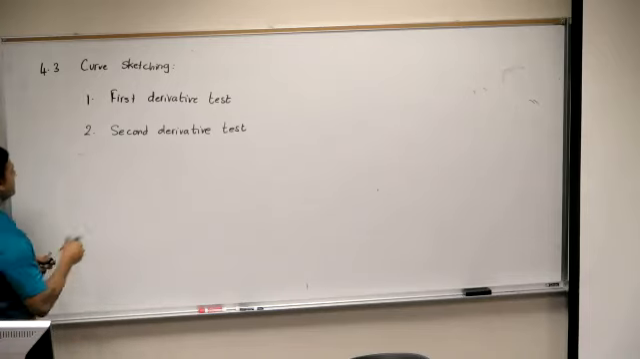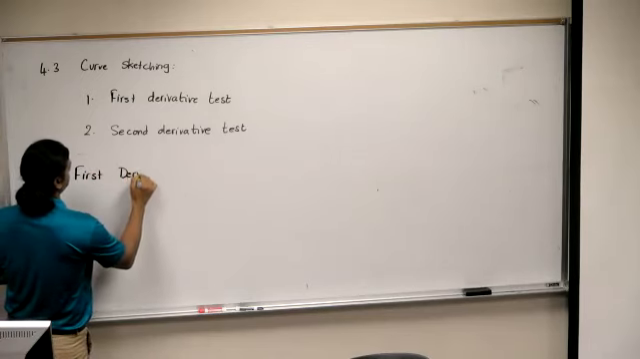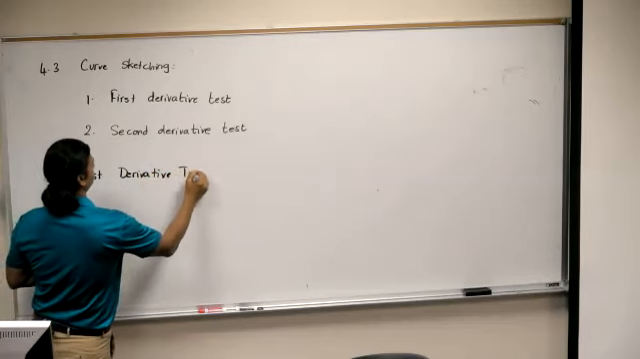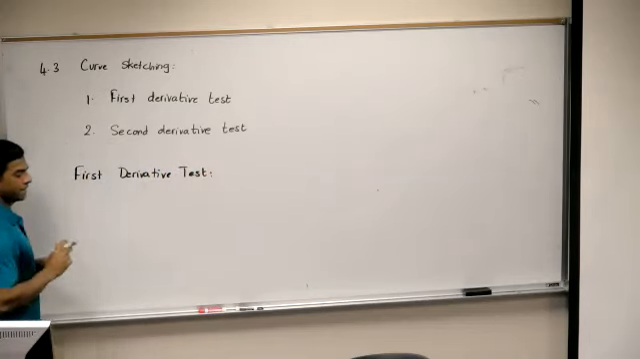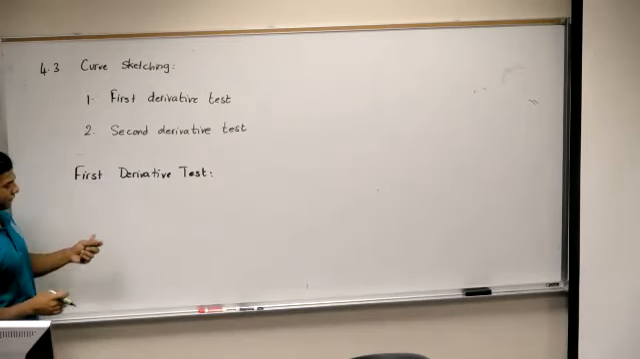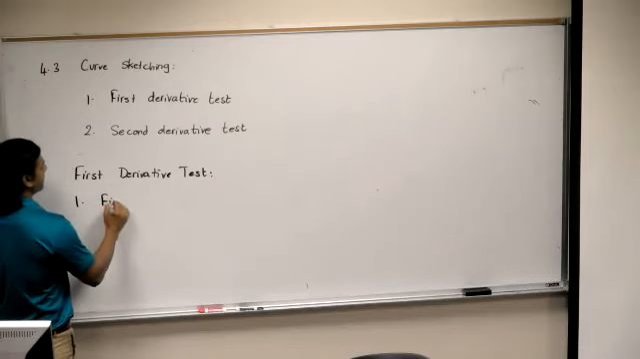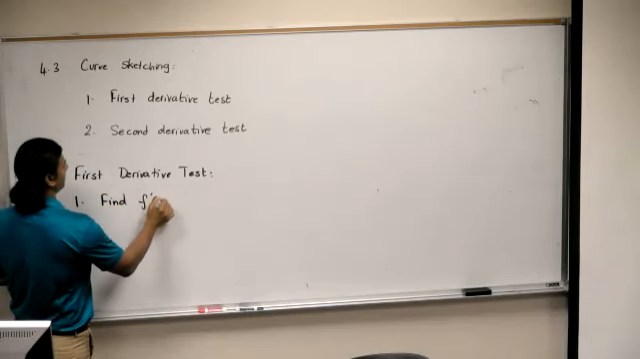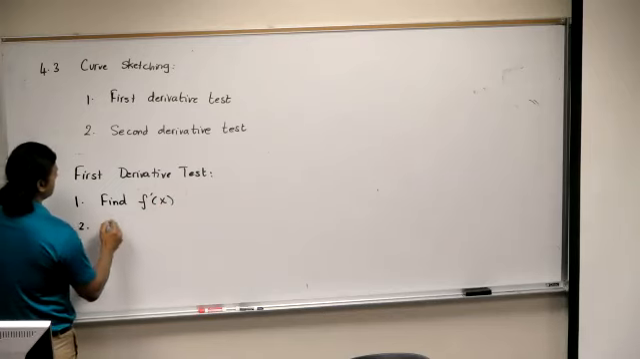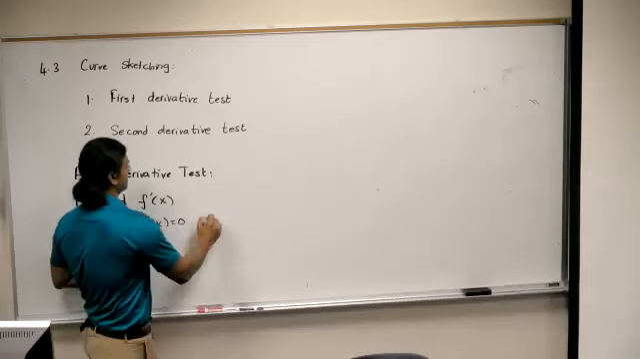So suppose we have a function. Is there going to be a second derivative test? Oh, there is. So let's say we have a function f of x. The test follows a simple set of rules. First, you find f prime of x. Number two, you set f prime of x equal to 0 and solve for x.